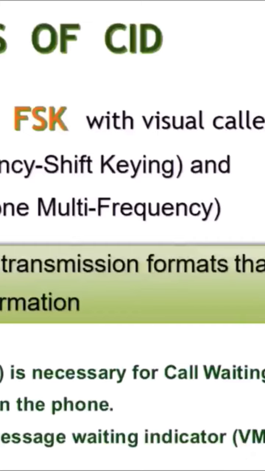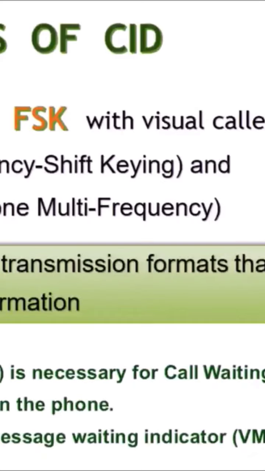There are two types of caller ID: the FSK and the DTMF. What do they stand for? FSK stands for frequency shift keying and DTMF stands for dual tone multi-frequency, and they are data transmission formats that carry callers' information.